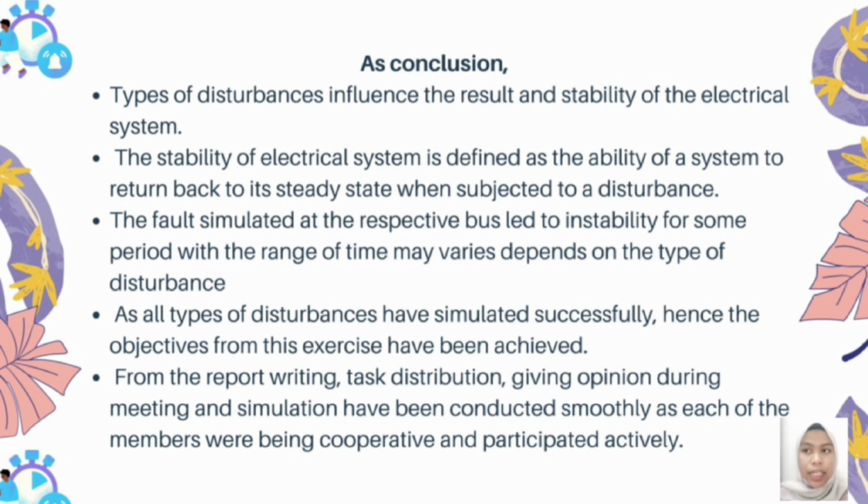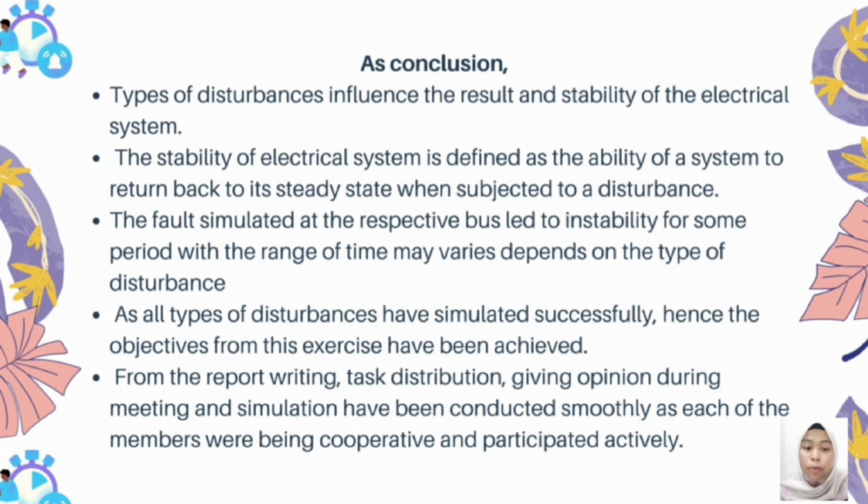As we can see in the simulation, the disturbance at bus 5 showed an unstable state for 3 seconds, while the unstable state at bus 8 lasts from 1.1 second to 2.5 seconds. From here, we can see that the difference in the result and instability depends on the type of disturbance that occurs. As all types of disturbance have been simulated successfully using MATLAB, the objective of this exercise has been achieved.